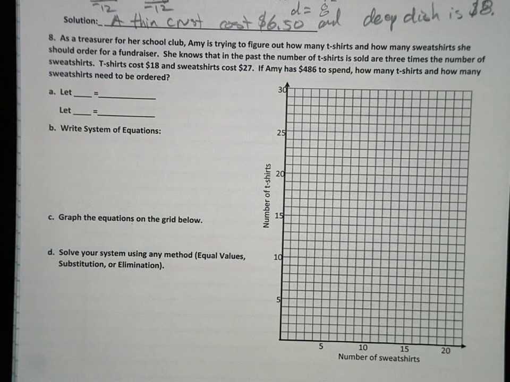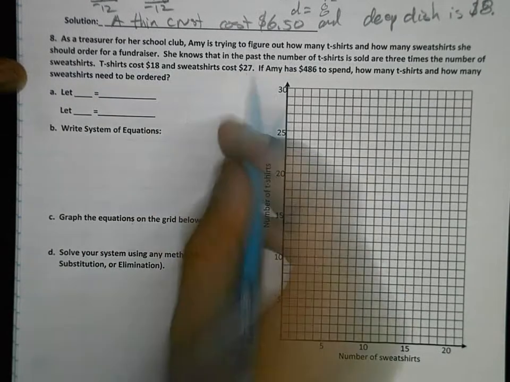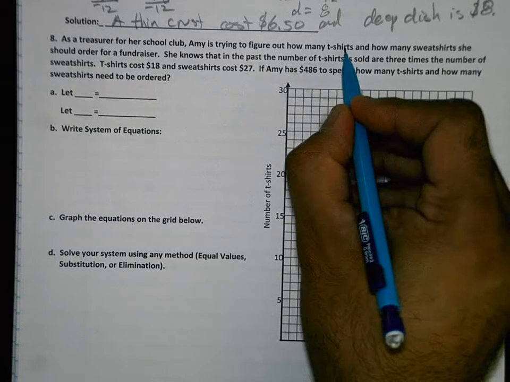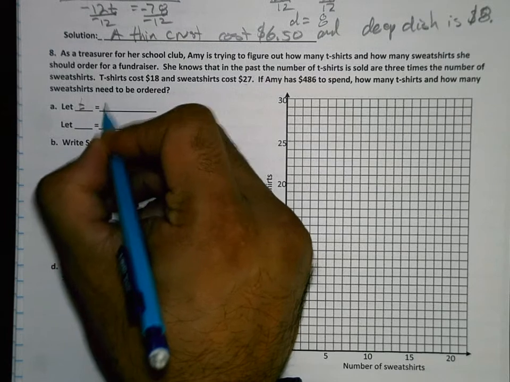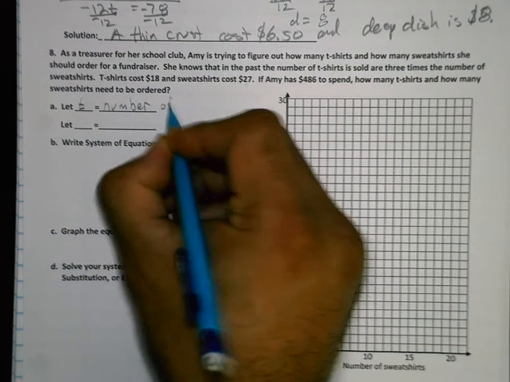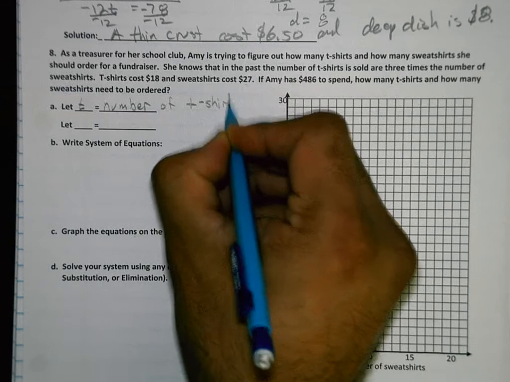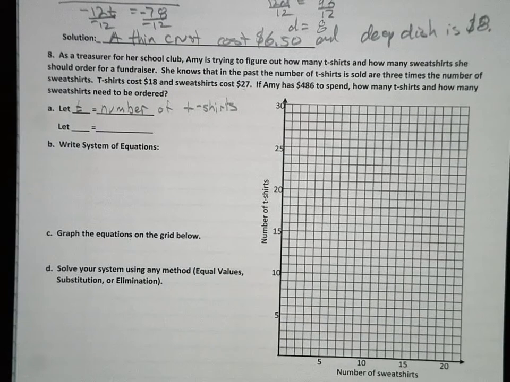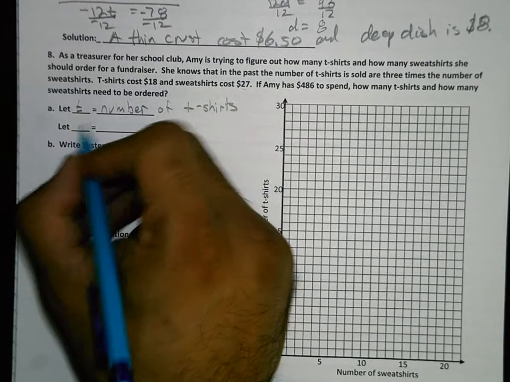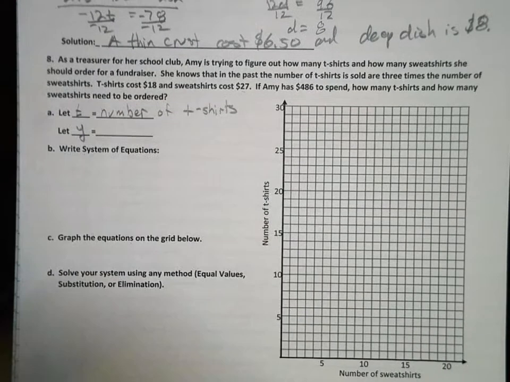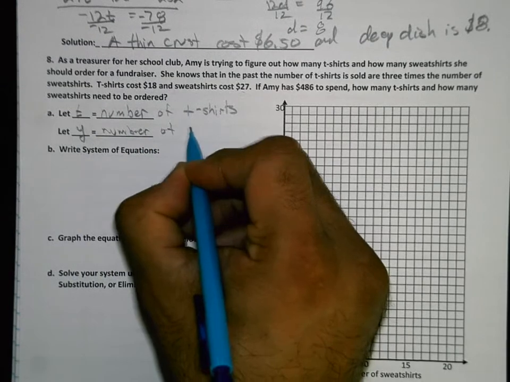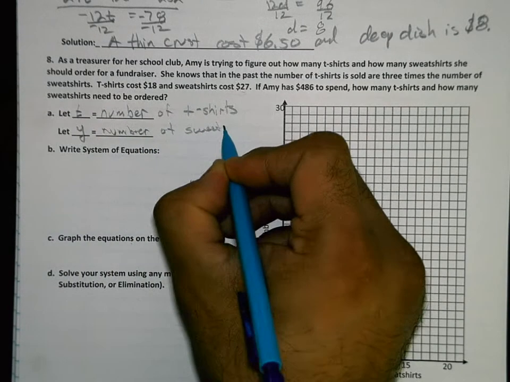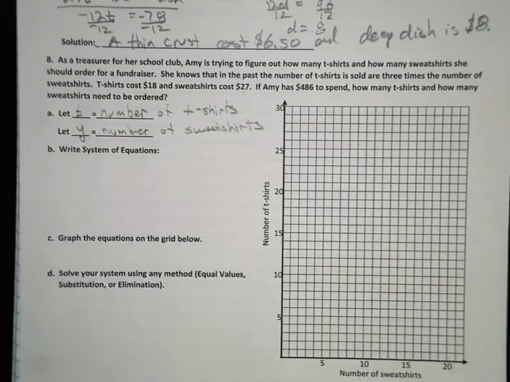So what do we know? We know how much they cost. The question is how many do we get? So we've got t-shirts and sweatshirts. So I'm going to let T equal the number of t-shirts. Okay. And for sweatshirts, I don't like using an S. I'm going to use a Y just because S's look like 5s. Y is going to equal the number of sweatshirts.